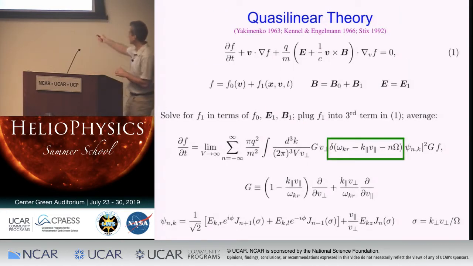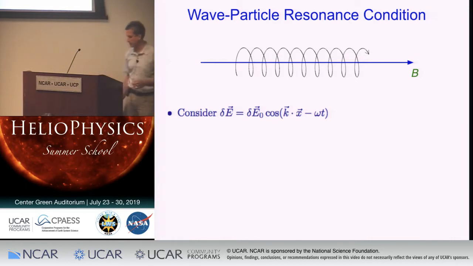This delta function is telling you that when you add up the contribution to the right-hand side from all the different wave numbers, it's only those wave numbers for which this delta function argument vanishes that make any contribution. So unless you satisfy the resonance condition that this expression vanish, there's no contribution to the right-hand side. There's no effect on the particle distribution function. Let's see if we can understand that resonance condition.